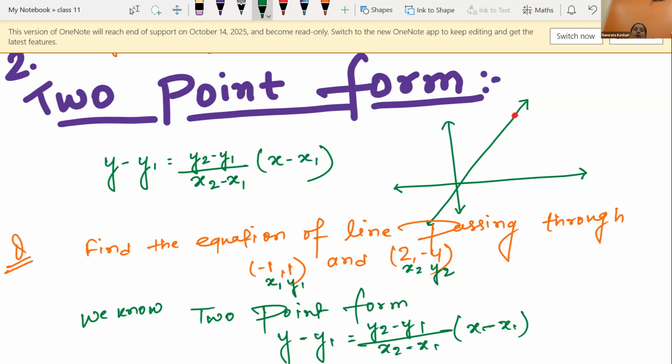Is it clear? So far I have given you two formulas. The first formula you will use when a point and the slope are given. The second formula you will use when two points are given. The second formula just came from the first formula only, just another variation having a specific name. We need to know the name and the formula. And when two points lying on the line are known, any two points, then you can use this formula. Is it clear?